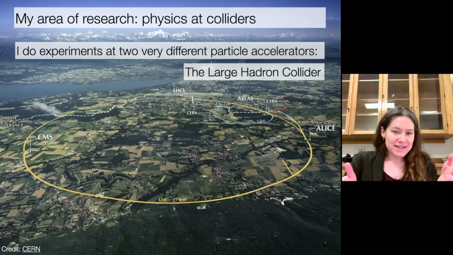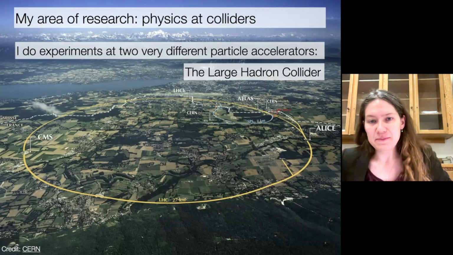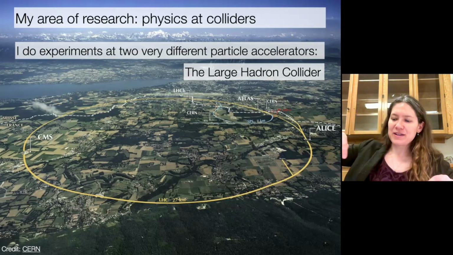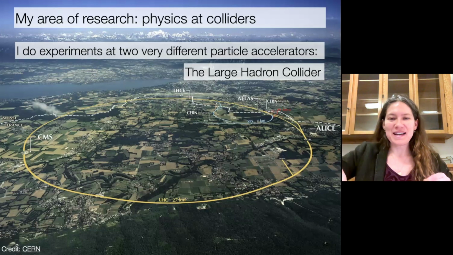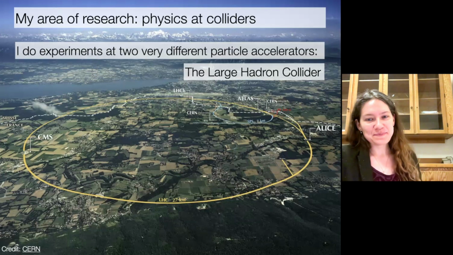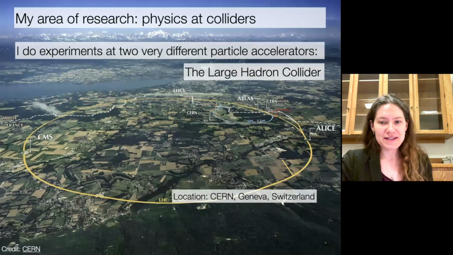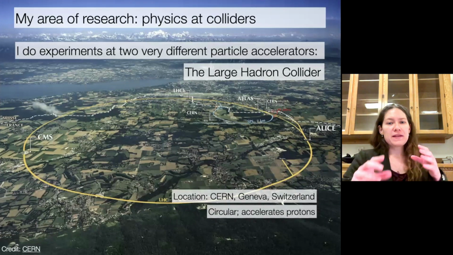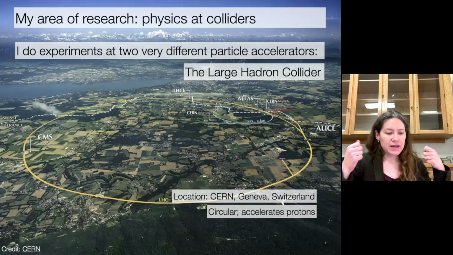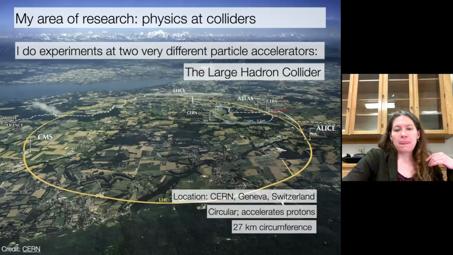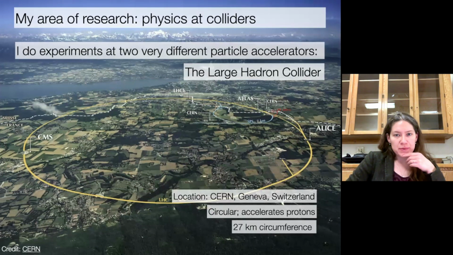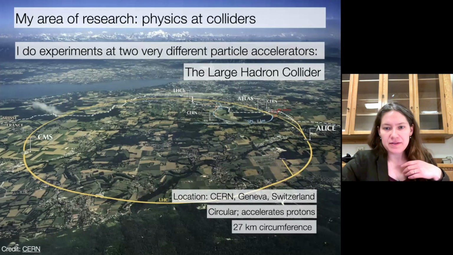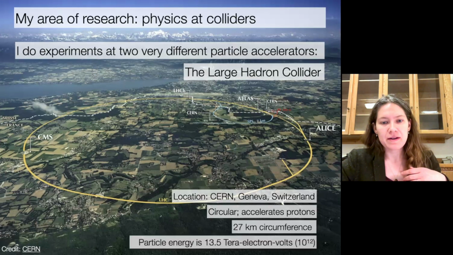You can't actually see it in real life. It's underground, about 100 meters. But this is a drawing of the line on the surface that it would be at if you put it on top of the ground. The location of the LHC, it's in Geneva, Switzerland at the lab called CERN. And this is a circular accelerator that accelerates protons. It's 27 kilometers around, which is pretty far, takes a good amount of time to bike around it.